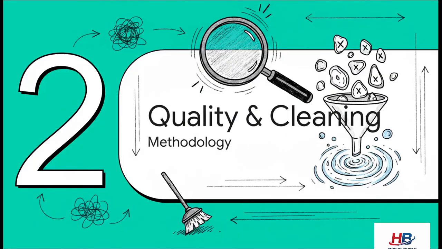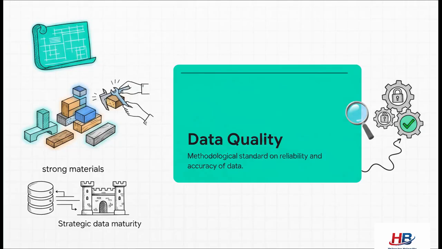Now, to ensure that introductory information is actually usable, we move up to the next vital step, which is Section 2, Methodology, focusing specifically on quality and cleaning. So what is data quality? Basically, it's the methodological standard that determines the reliability of your information. It's literally exactly like inspecting raw lumber before you build a house. If the data you've collected is full of duplicate records, weird mismatched formats, or just glaring inaccuracies, well, your final structure is totally going to collapse.